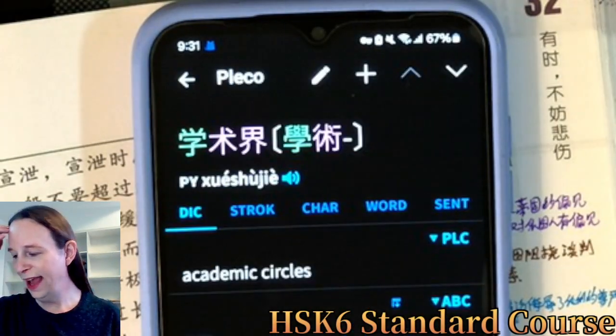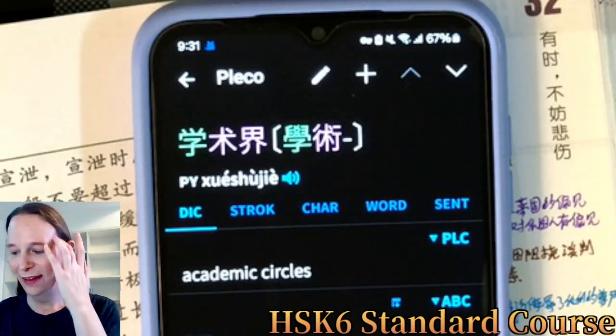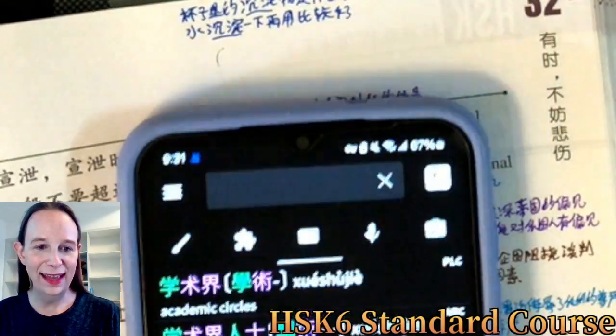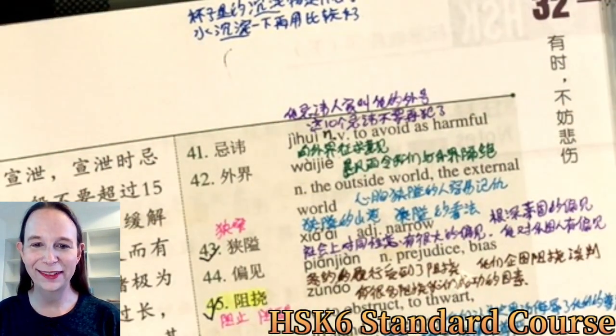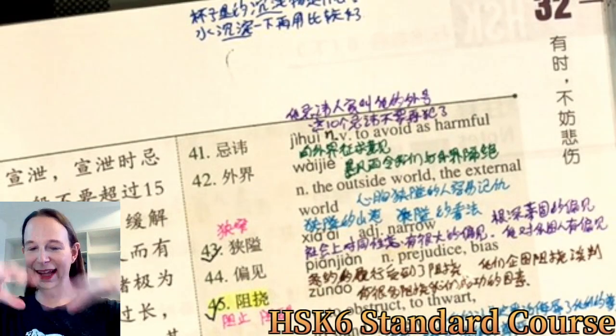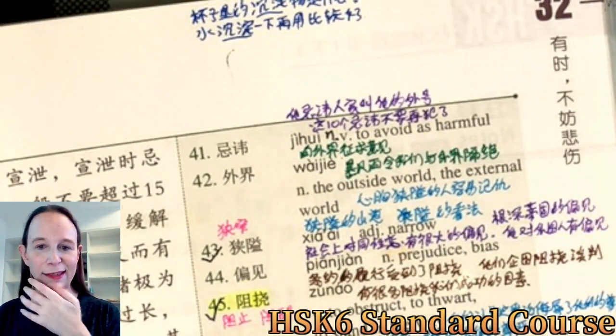学术界, I mean, yeah, this sort of thing, academic circles. So there's many others, like academia is one of them. You could say biological circles or this. It refers to like the scope of maybe a community, this sort of thing.